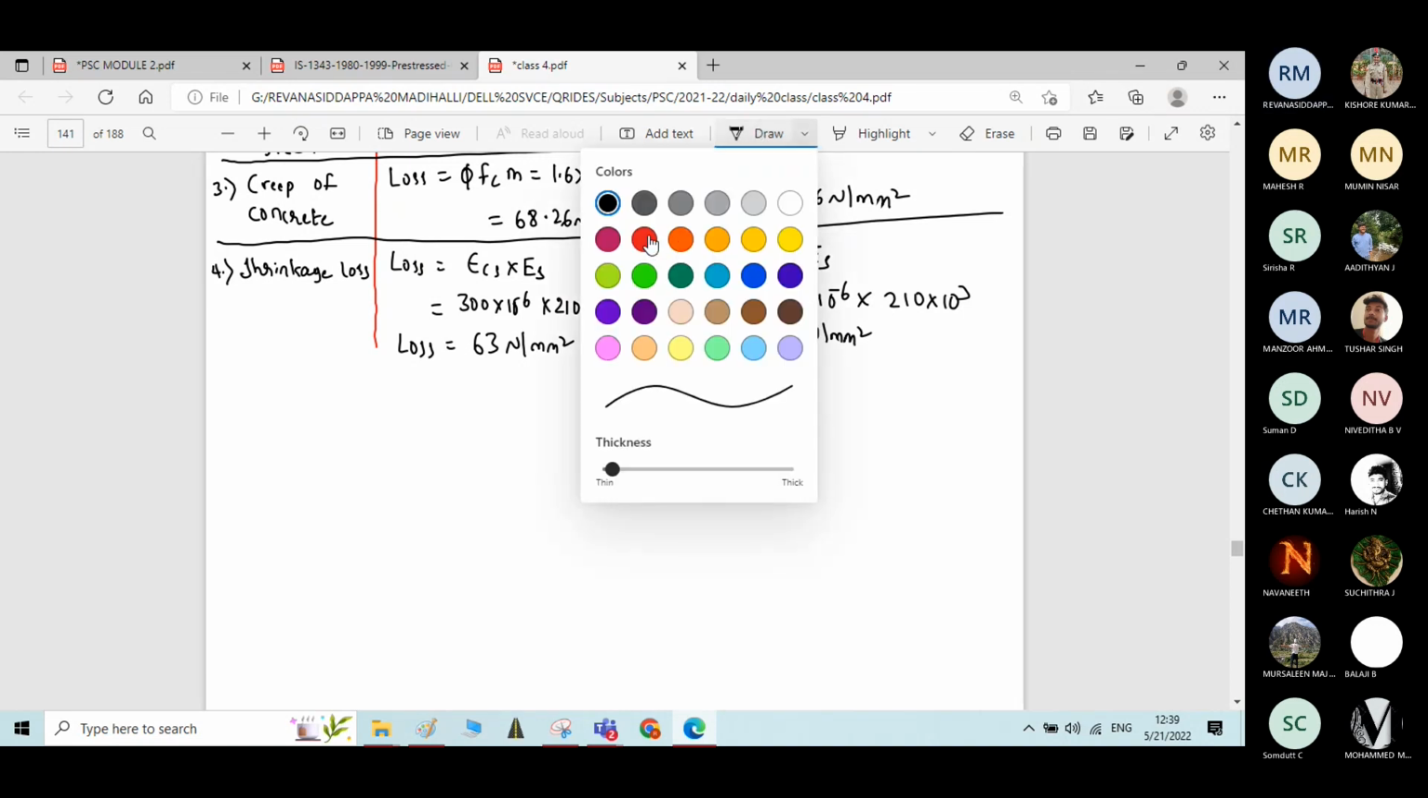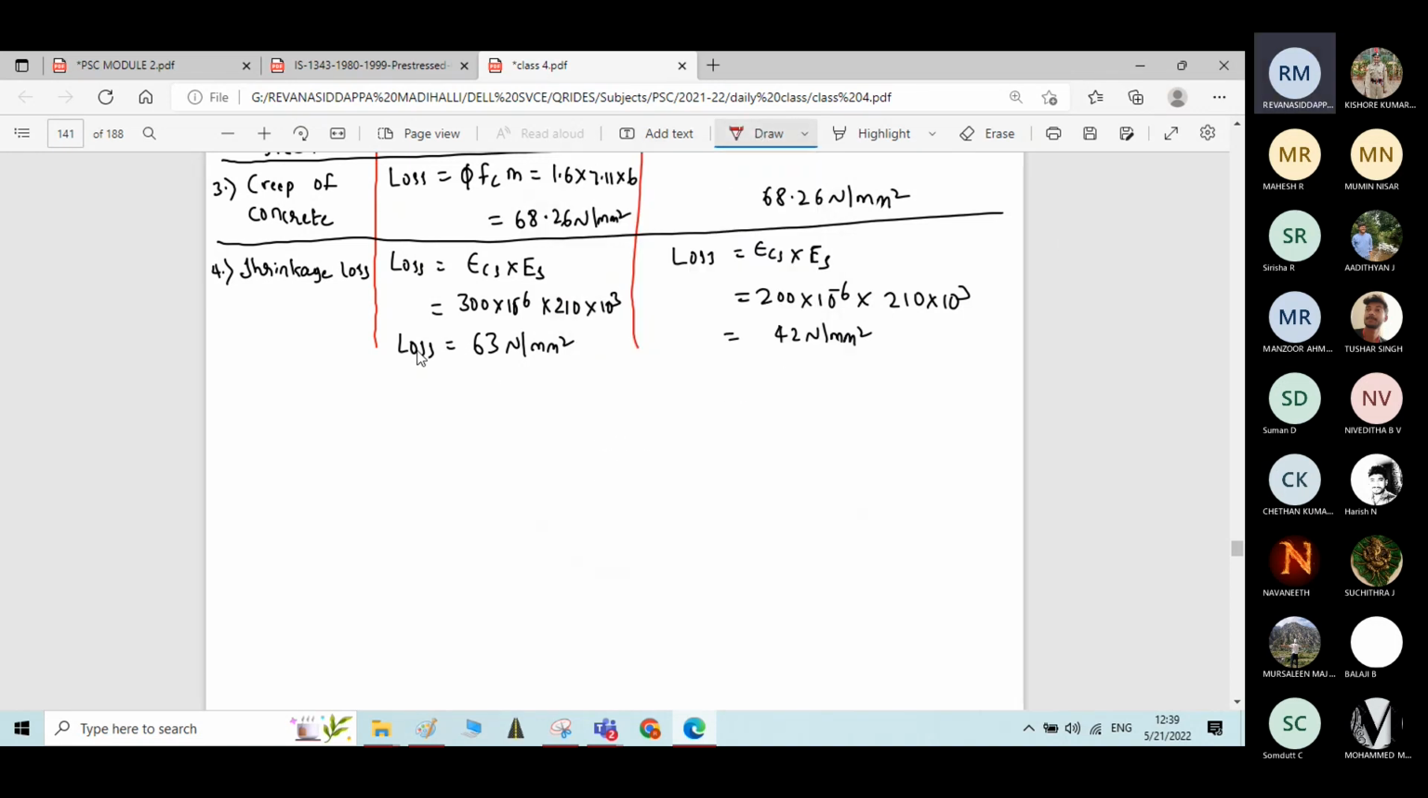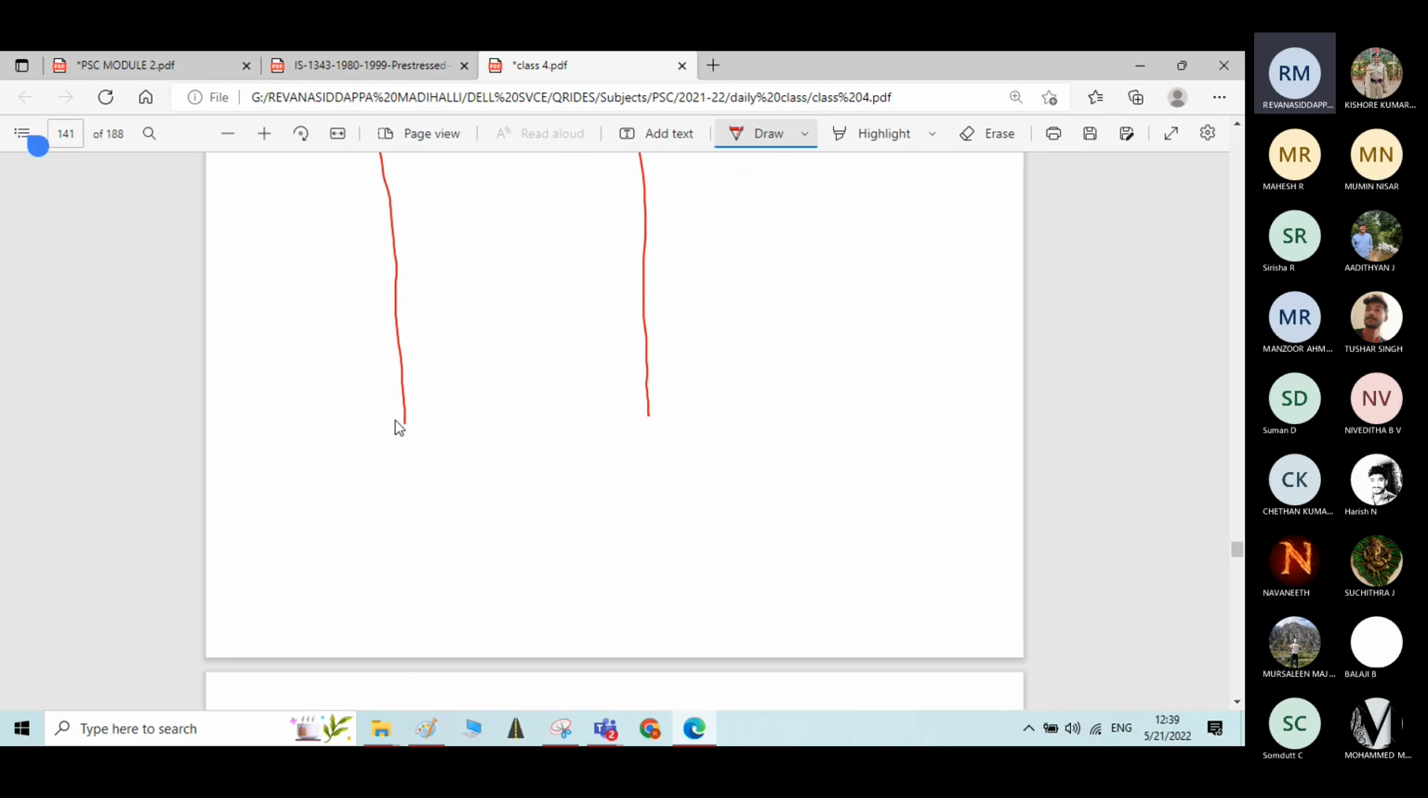Then what are the remaining losses? Till now we have calculated four different losses. Two more are remaining. Loss due to friction is there, and loss due to anchor slip is there. We will calculate both.